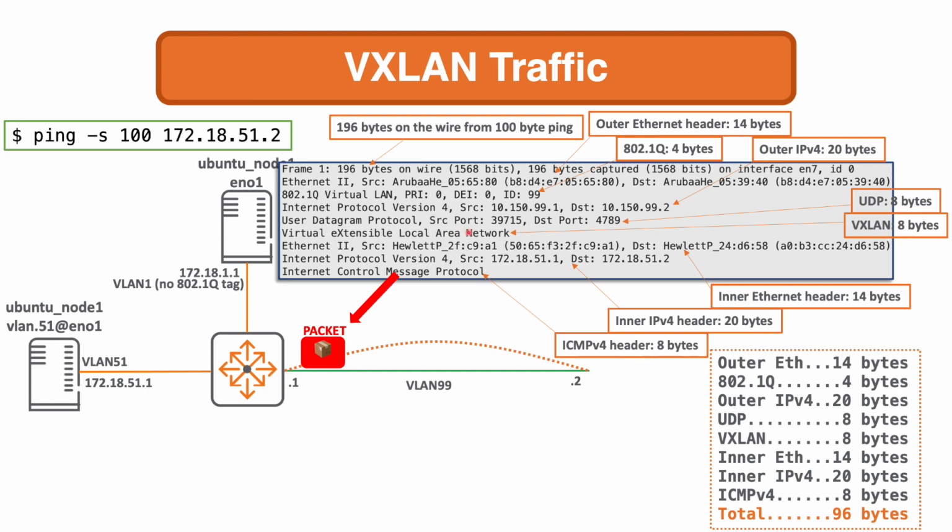And now these are the inner headers. We've got the inner Ethernet header of 14 bytes, the inner IPv4 header of 20 bytes. And you can see that's a different source and destination there from the first video because we're now pinging those ports that are in VLAN 51. And then finally, we have the inner ICMPv4 echo request header of 8 bytes. If we add all of those up, that comes to 96 bytes. We combine that with the 100 bytes from the ping, and it comes to, of course, 196 bytes.